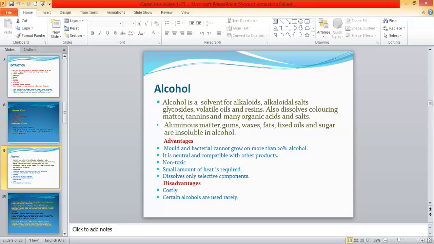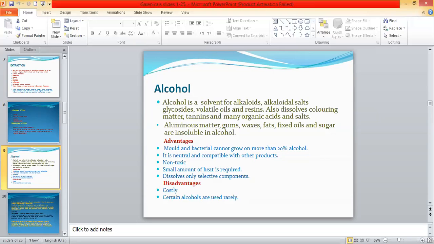What are some of the advantages of alcohol? It does not allow growth of bacteria or mold in it. So we can say alcohol is self-preservative. There is no need to add any preservative in the preparation in which alcohol is used as a solvent. So what should be the concentration of alcohol which will be helpful in preservation? That concentration is 20% alcohol.